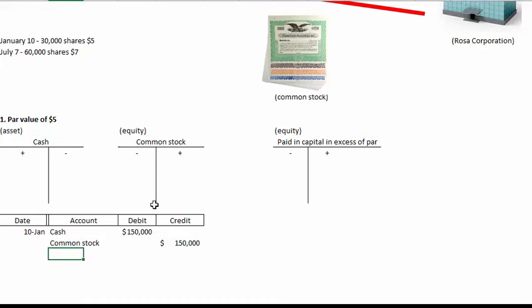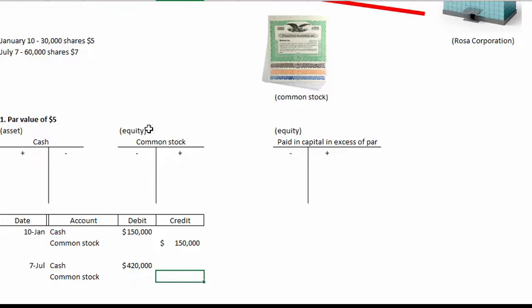We should also journalize the second entry, where on July 7th we receive a pile of cash in the amount of 60,000 shares, number of shares times the market price per share of $7, $420,000. And we put some of that into the common stock.